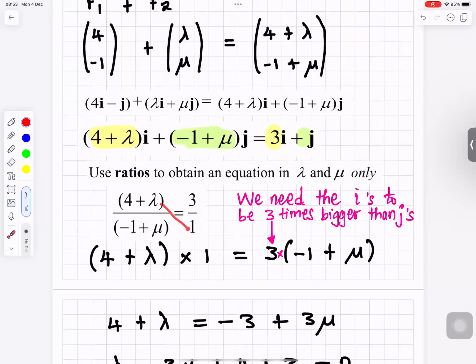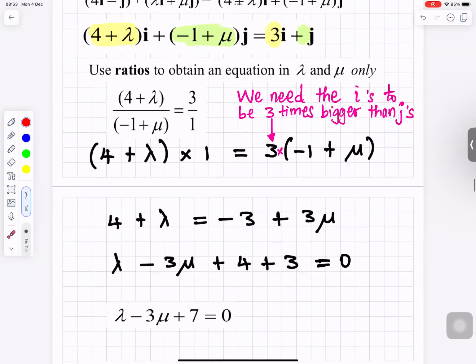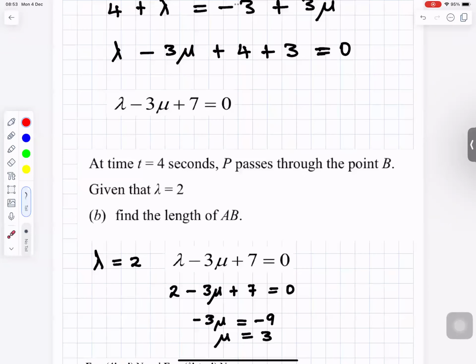And then to solve that, you cross multiply. 4 plus lambda times 1 is equal to that expression there. And then you rearrange it to get this answer, lambda minus 3 mu plus 7 equals 0. At time t equals 4 seconds, P passes through the point B. Given that lambda equals 2, find the length of AB.